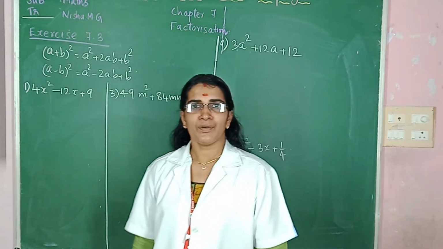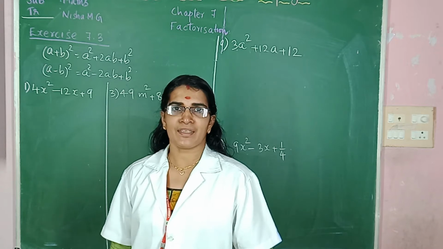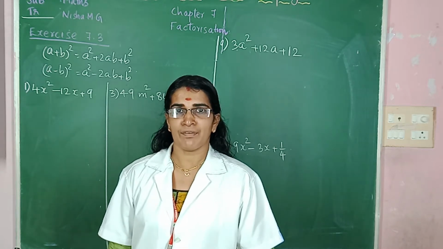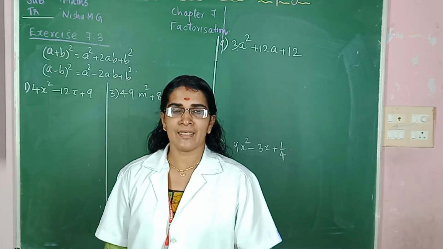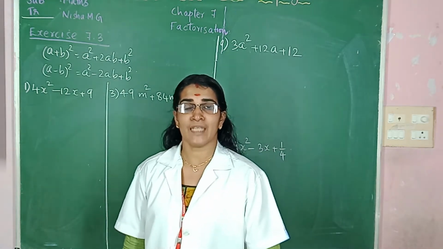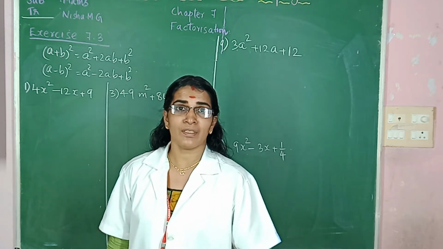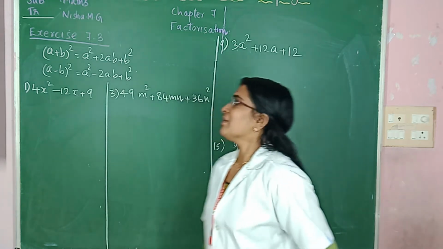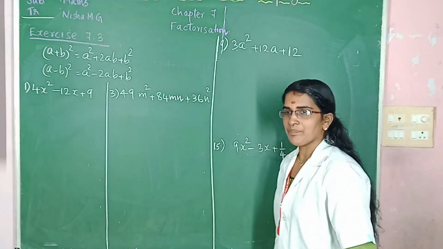Which lesson is going on? Factorization. Chapter 7, factorization is going on. We have completed 2 exercises. I hope all the notes and all the homework are completed. Children, try to complete all the work regularly. Let us move to the next exercise.